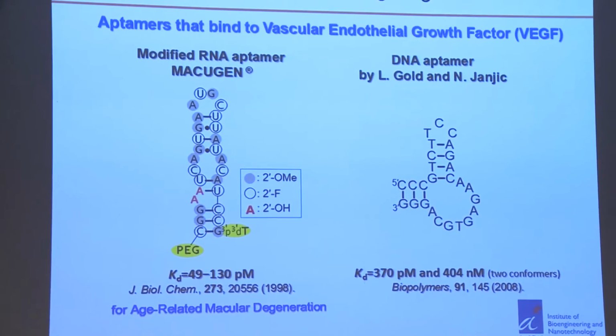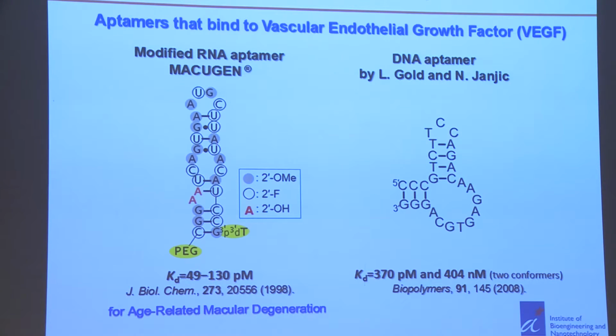So that is a problem, and our first target is this. Macugen's KD value is relatively high, 5 to 100 picomolar, and this is RNA. Another DNA aptamer was generated by the Larry Gold group, and in this case it's 300 picomolar. It has two structures, so the other one has much lower affinity.